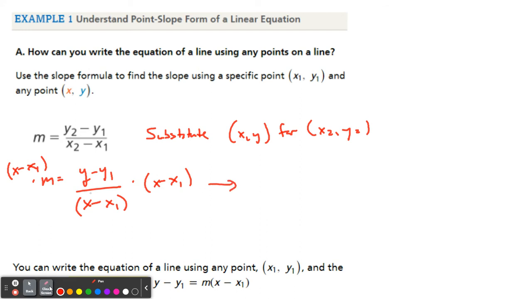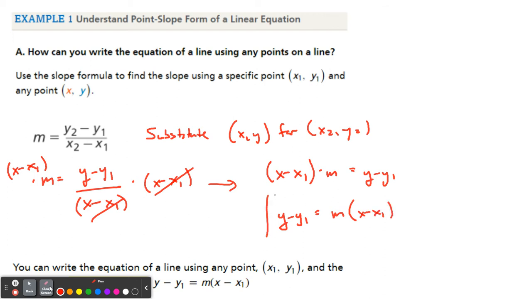So what you're going to get is this x minus x1 multiplied with m. We're not going to simplify that. That's going to stay. And then over here, the x minus x1 cancels, and you'll get y minus y1. So we're just manipulating things, changing the equation around. And now we're going to take this whole equation and flip it around. So the y minus y1 will come over here. We're going to put the m in front of this parenthesis, m times x minus x1. And this, my friends, is the point-slope form.